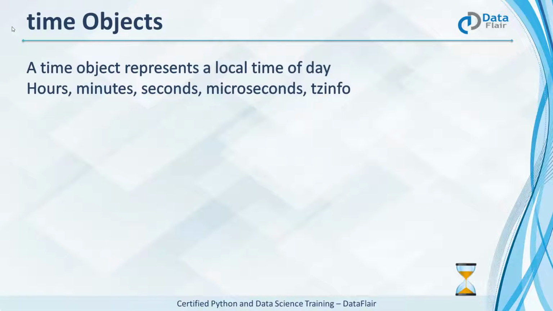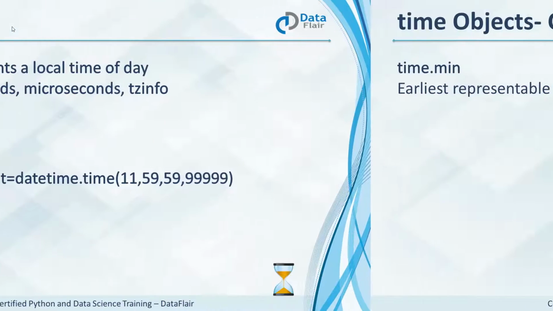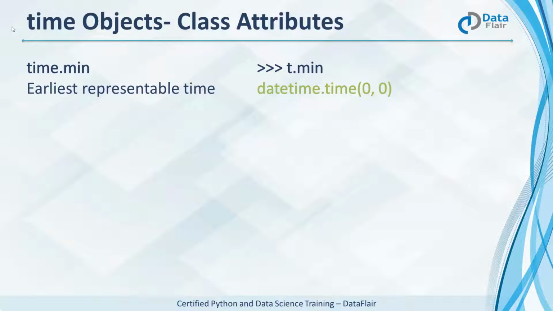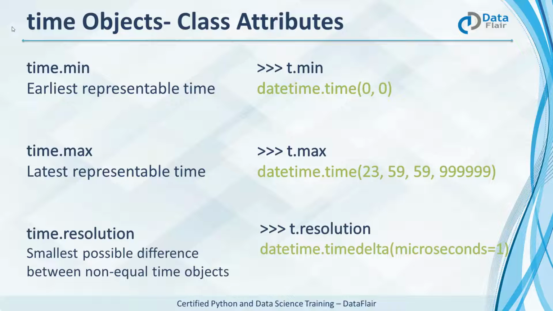Time objects. These represent the local time of day in hours, minutes, seconds, microseconds, and with the time zone information. This is what a time object may look like. Again, the time class has attributes too. Min is the earliest possible time it can represent. This is 0 hours and 0 minutes. And the highest it can go is 23 hours, 59 minutes, 59 seconds, and 999999 microseconds. Two time objects may differ by a microsecond.